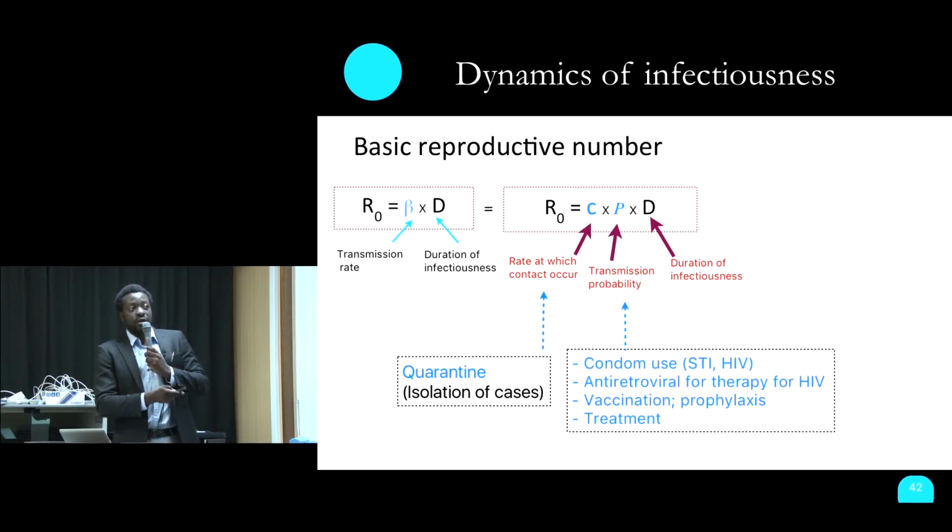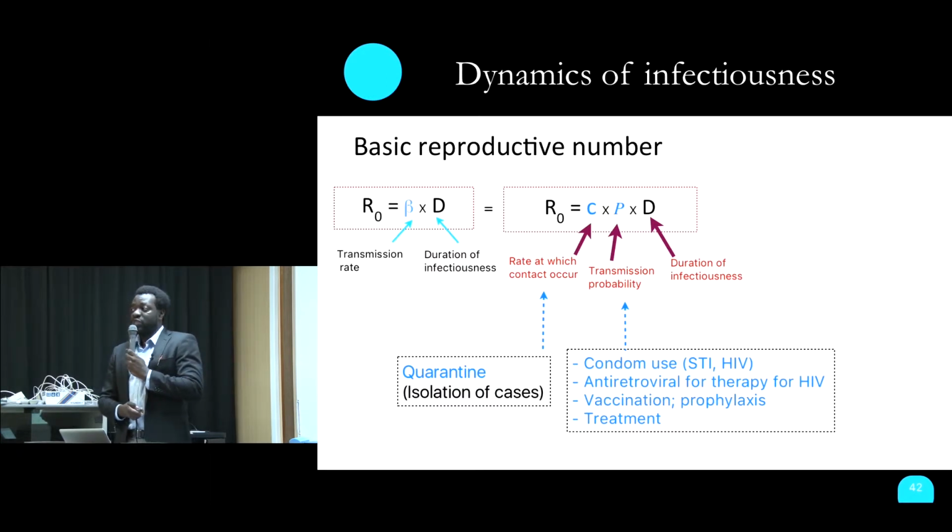We can look at some other interventions that are implemented to control the probability of transmission. For example, the use of condoms. When we use condoms, we decrease the probability of transmission. In that way, we decrease the transmissibility of the disease. Another example is antiretroviral therapy for HIV-infected people. When you take it, the amount of virus in the blood will decrease, so you also decrease the probability of transmission.